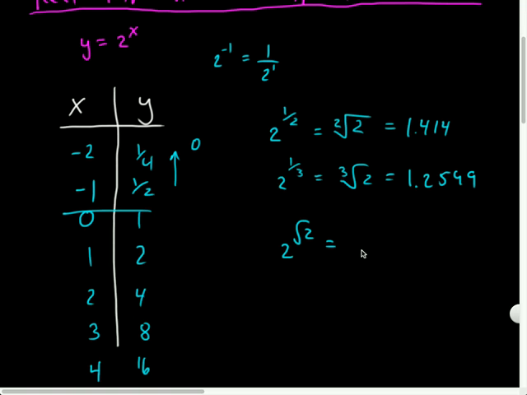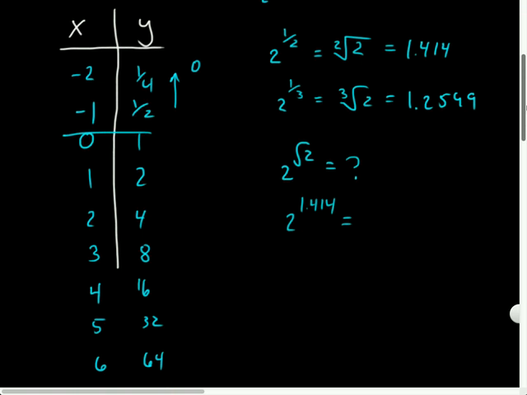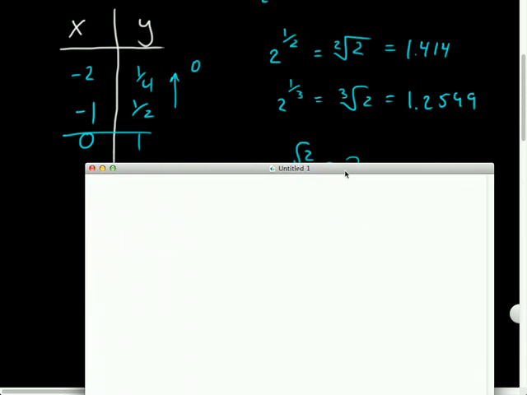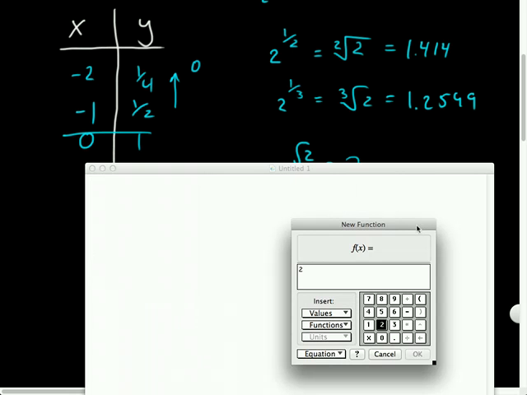So let's see. 2 to the square root of 2, that's the same as 2 to the 1.414. What we'll end up doing is we'll estimate this using a graph. So let me actually open up a graph. Here's my graph paper. So I'm going to graph the equation f of x is equal to 2 to the x.